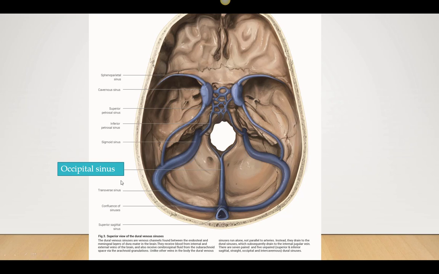In this view here, you see this part where the tentorium cerebelli has been removed, and you see the bottom part of the skull, that is the occipital sinus. So this originally had been labeled in this picture, taken from the internet, by mistake as the straight sinus, but it's actually the occipital sinus. And here you see the confluence of the sinuses, that on the top of that has the superior sagittal sinus.